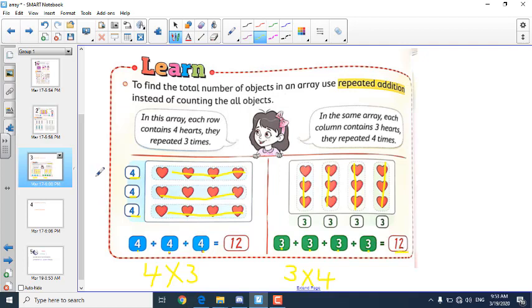Super students. Okay, here the answer of 4 plus 4 plus 4 equals to the answer of 3 plus 3 plus 3 plus 3. It's 12. So here 4 times 3 equals to 3 times 4. And this is the first property of multiplication. Let's open our booklet.